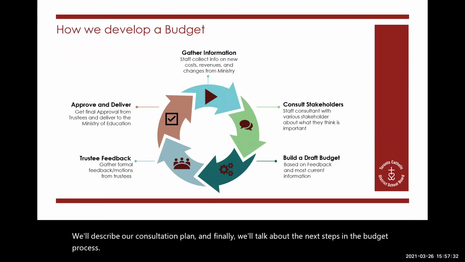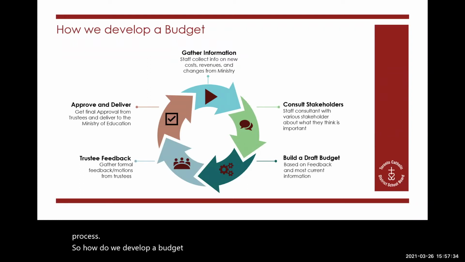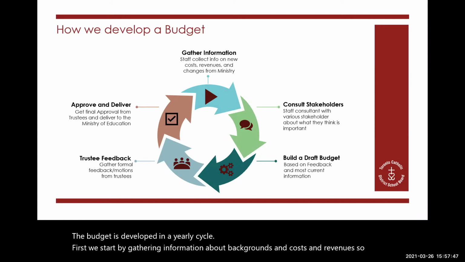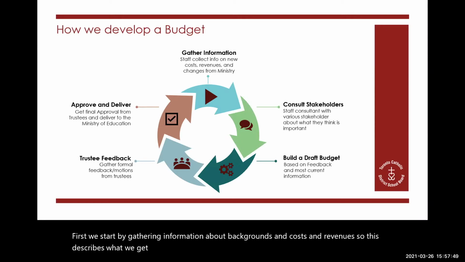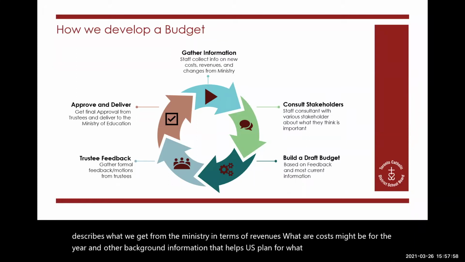So how do we develop a budget at the TCDSB? The budget is developed in a yearly cycle. First, we start by gathering information about backgrounds and costs and revenues. So this describes what we get from the ministry in terms of revenues, what our costs might be for the year, and other background information that helps us plan for what the next year is going to look like.